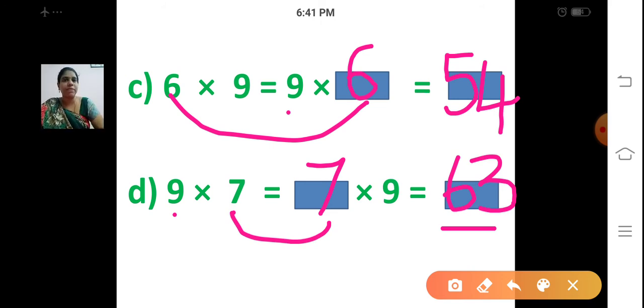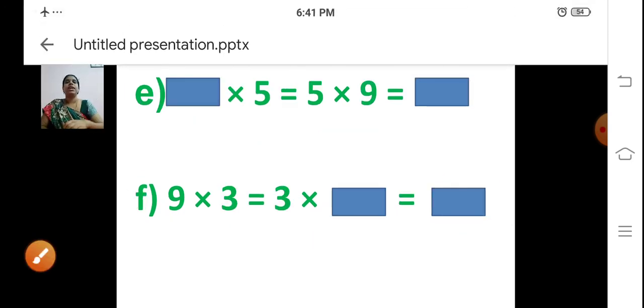I'll repeat one more time. See the sum: 6 into 9 is equal to 9 into. We are changing the order for 6 into 9, so 9 into 6. 9 sixes are 54. Now the sum: 9 into 7 is equal to, just change the order for 9 into 7. So 7 into 9 is equal to 63. Shall we move on to the next one?